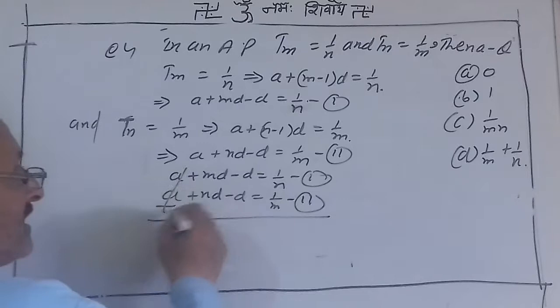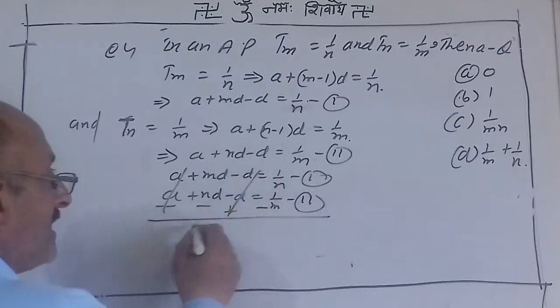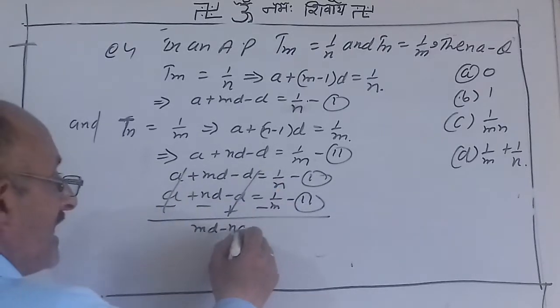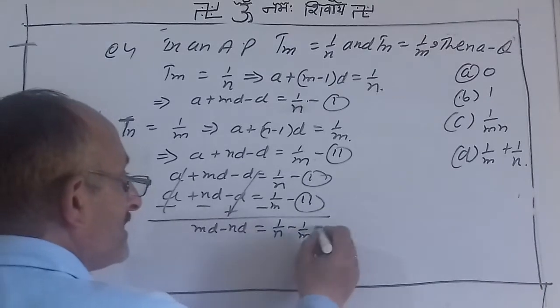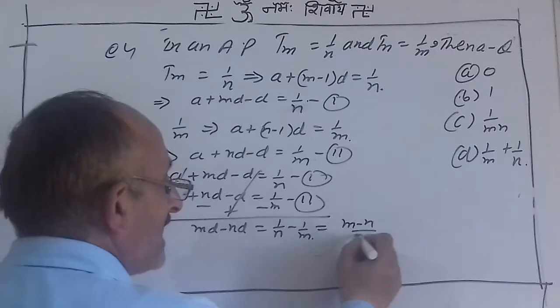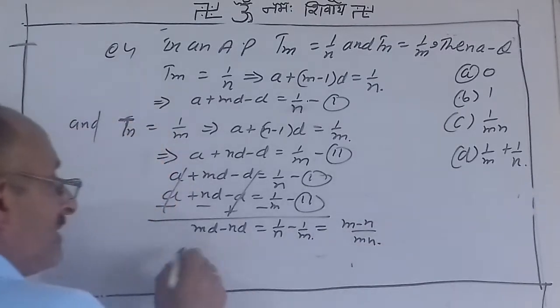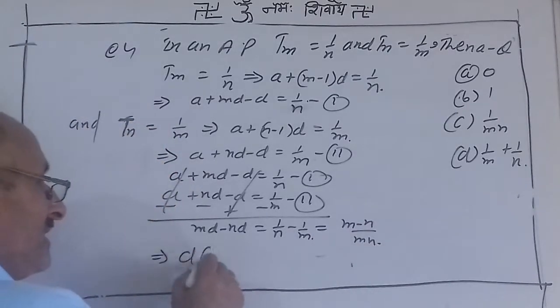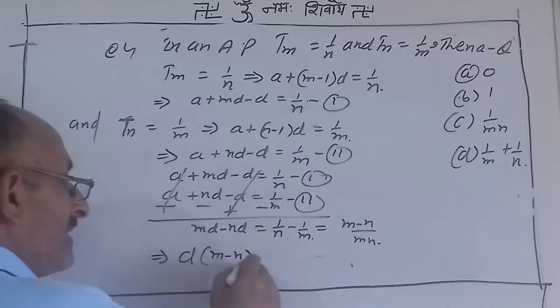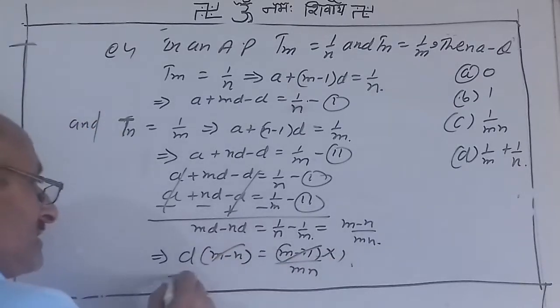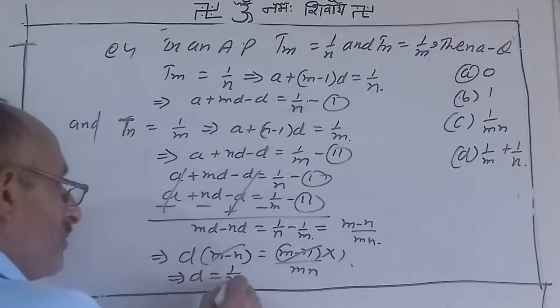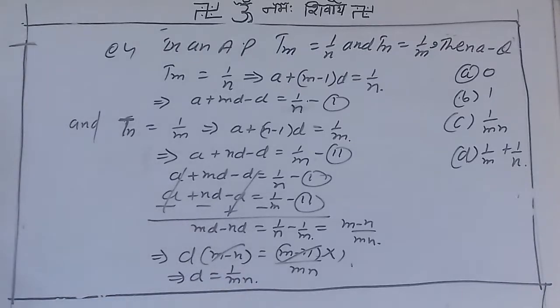Subtracting, md minus nd is equal to 1 upon n minus 1 upon m, which is equal to m minus n upon mn. So this implies d, taking common, is equal to m minus n upon mn, and this will cancel. This implies d is equal to 1 upon mn.